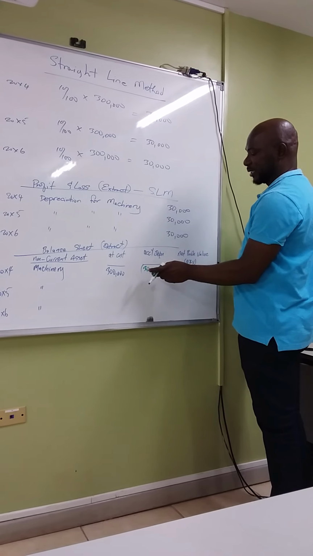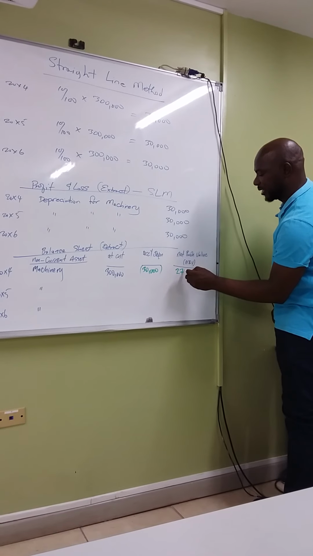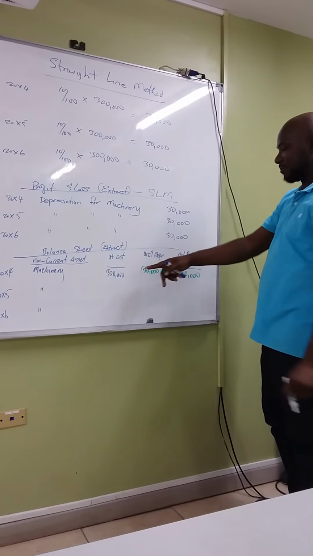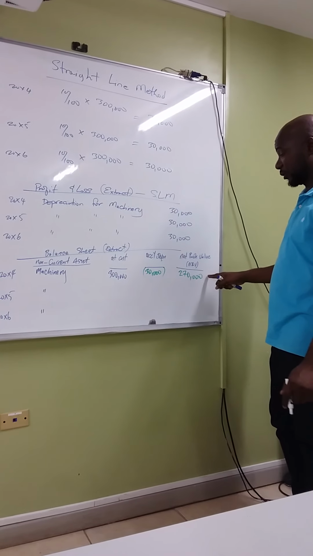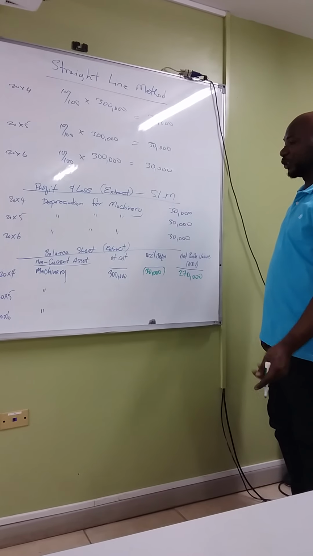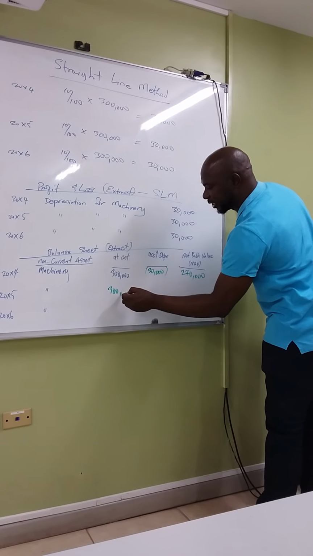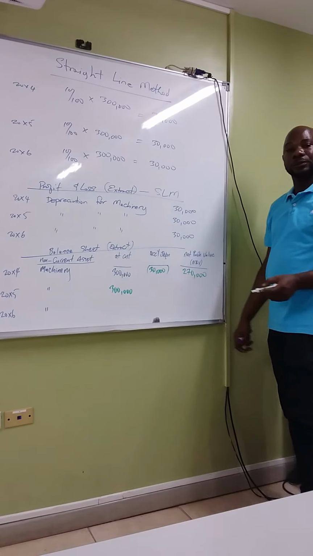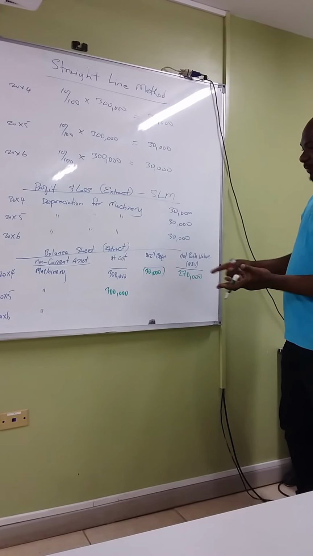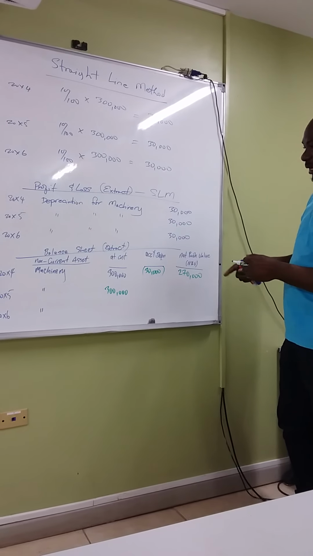Alright? Now when you minus the accumulated depreciation from the 300,000, what do you get? 270,000. So your net book value for the asset, for that machinery, at the end of the year 2004 is 270,000. If we're supposed to go to 2005, the cost price of the asset, remember cost price doesn't change, right? So cost price of the asset is what? 300,000.